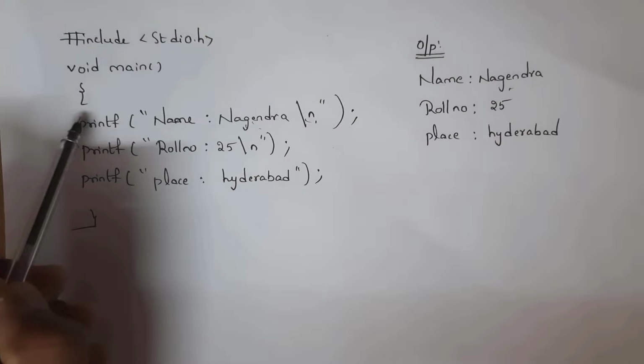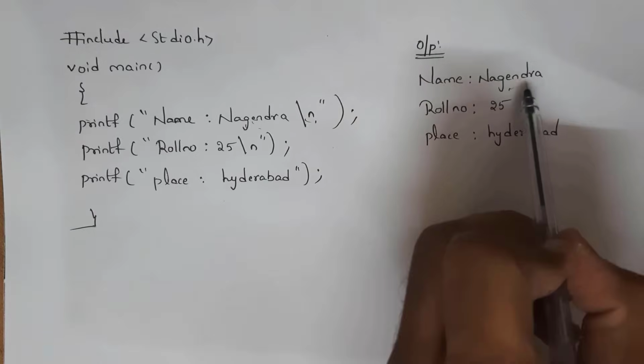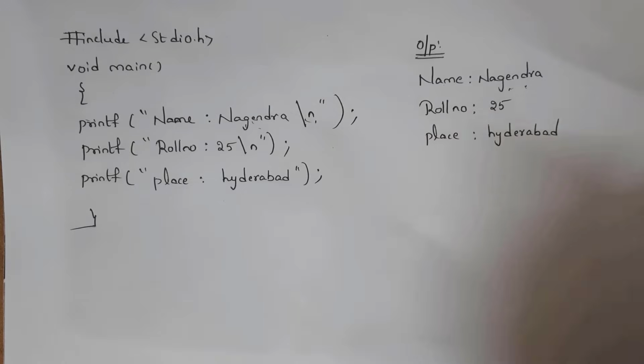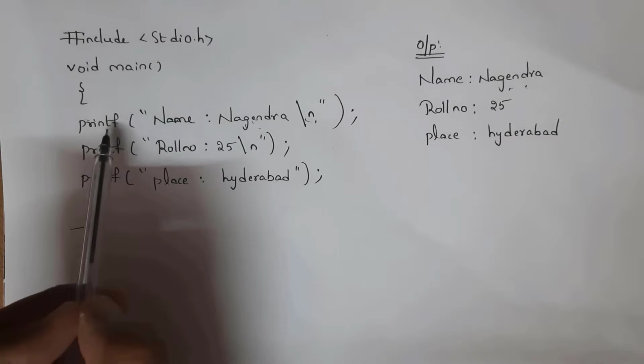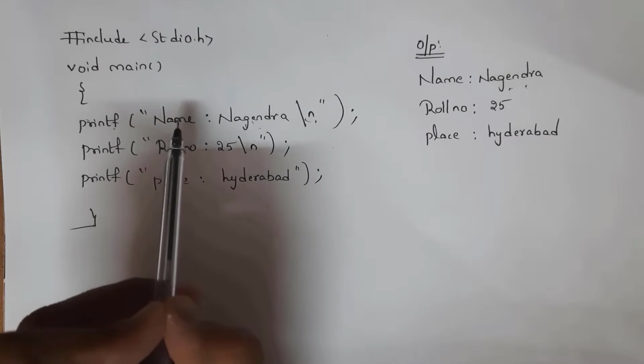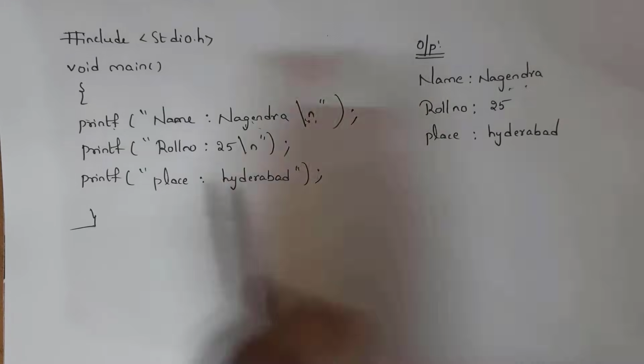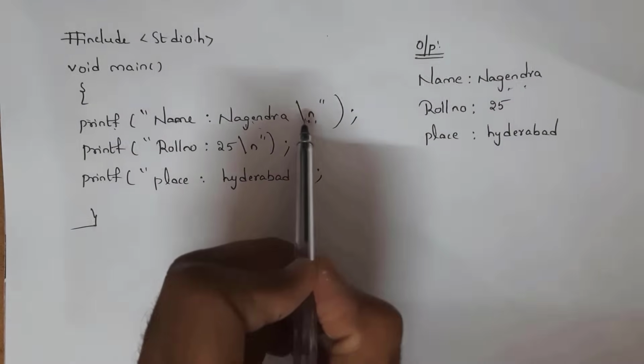The C program which I wrote in order to get this output: name Nagendra, and in the next line roll number 25, in the next line place Hyderabad. This is the output which I want. So for that purpose, at first I took printf and inside double quotations I wrote name Nagendra, and here I gave /n. Whenever you give /n, the next statement will be printed on the next line. So I gave here /n.